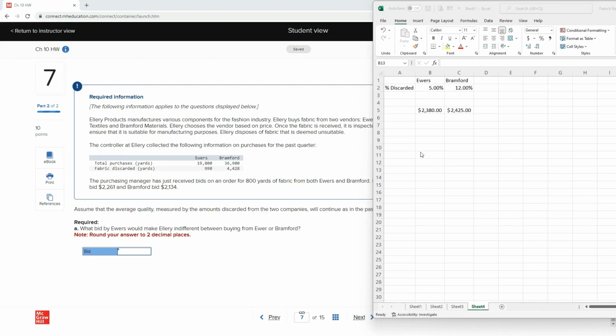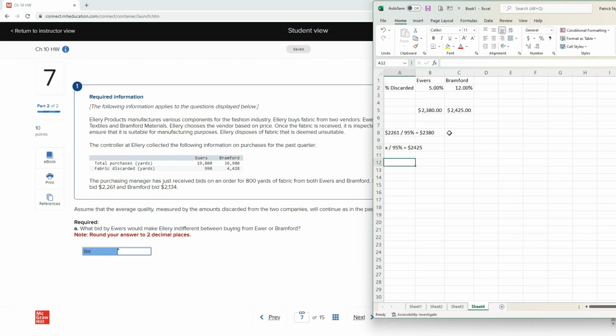For question 7, it says, what bid by Ewers would make Ellery indifferent between buying from Ewers or Bramford? So the way the equation looks right now is that the quoted price of $22.61 divided by 95% equals the effective cost per ton of $23.80. Now we're trying to figure out what if the effective cost per ton equals the price for Bramford. So we would do X divided by 95% equals 24.25, which is the effective cost per ton for Bramford.